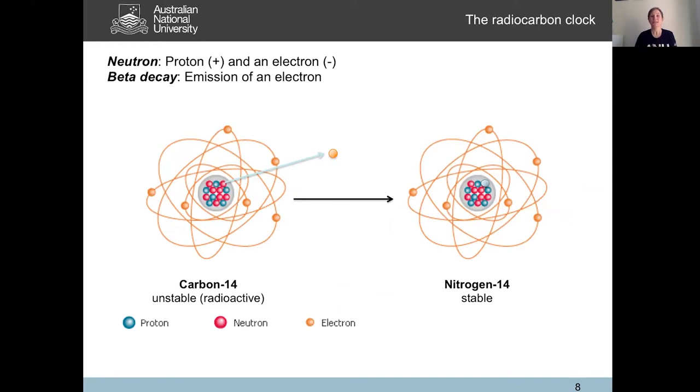To understand this a little bit more, you can think of a neutron, which is a neutral particle, as being composed of a proton, which is a positive particle, and an electron, which is the negative one. If we get rid of one electron from a neutron, we're left with a proton. So we've increased the number of protons in the nucleus, so we've changed what element it is, and it's now become nitrogen, which has got 7 protons in the nucleus.